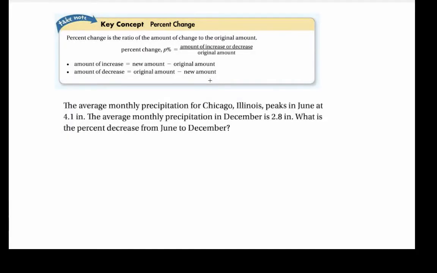Now, if you look at those two, why, when we want to calculate the amount of increase, do we do new minus original? And when it's decrease, why do we do original minus new? Why do you think that is? The reason is that in both cases, both values are going to be positive values. Without having absolute values in here, this is how we can assure that we'll get positive values. Change, we can always talk about as a positive value.